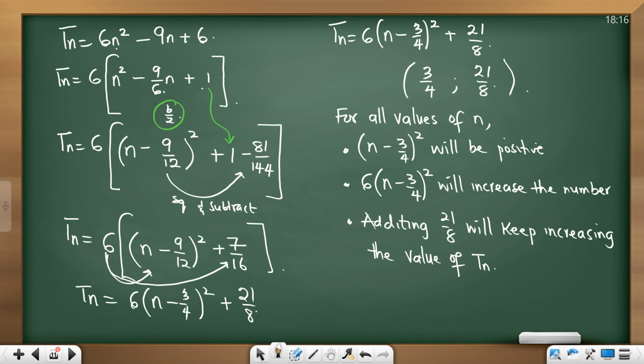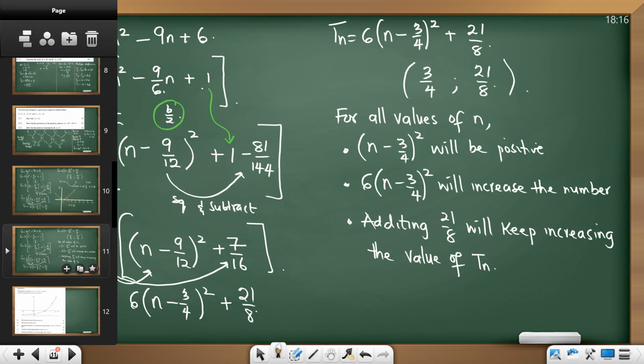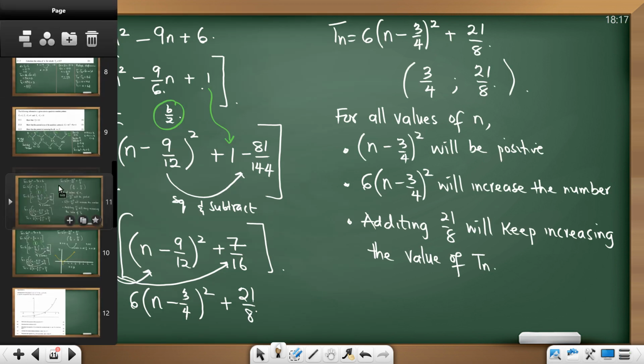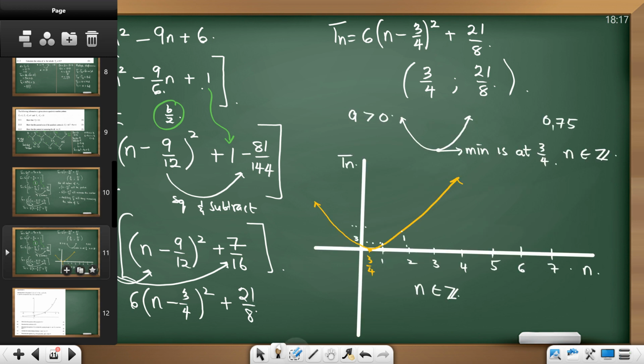Okay. Now you are adding to that number again. What's happening to that number? It's going to be increasing because you are adding. Each time you are adding 21 over 8, 21 over 8, 21 over 8. This is one way of answering the question. The second way of answering the question is this.